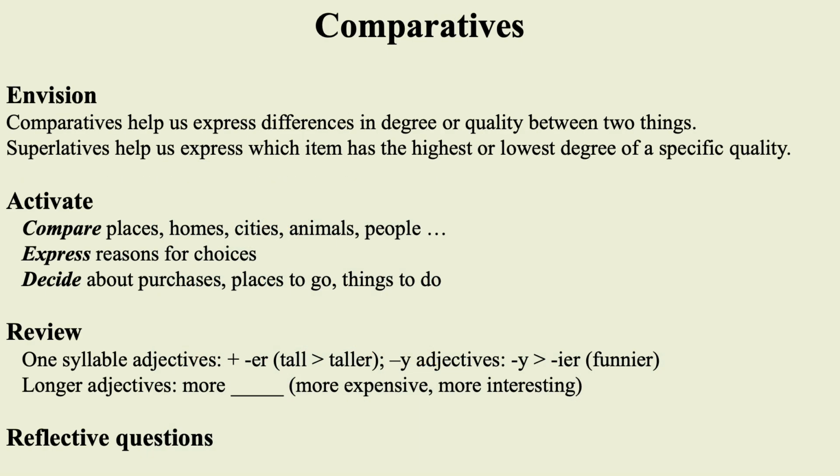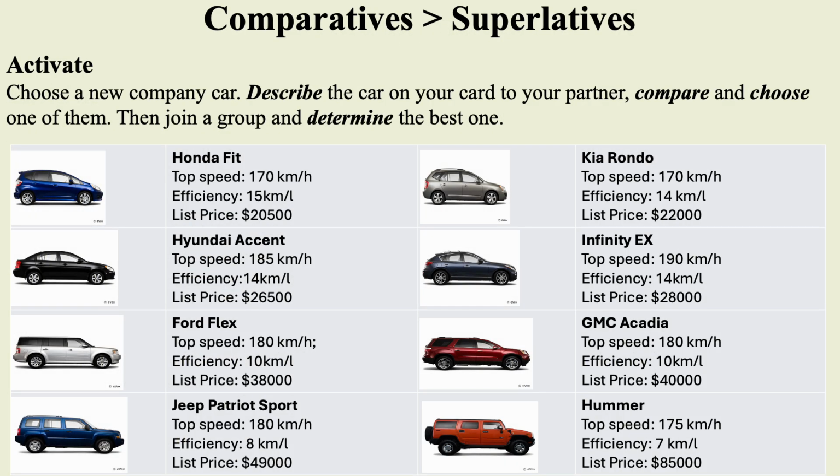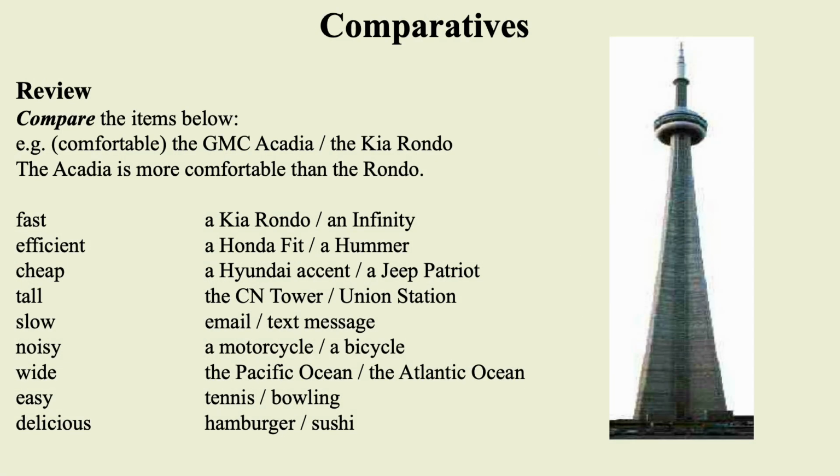Comparatives and superlatives are valuable in everyday descriptions, helping learners express opinions and choices. In this activity, learner pairs compare cars, then join groups to choose the best one, activating comparatives, then superlatives. While the previous activity anticipated the usage of comparatives and superlatives, the review could highlight the understanding that short adjectives take ER and longer ones use more.